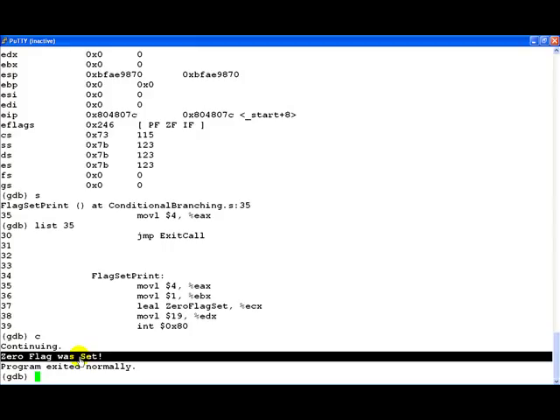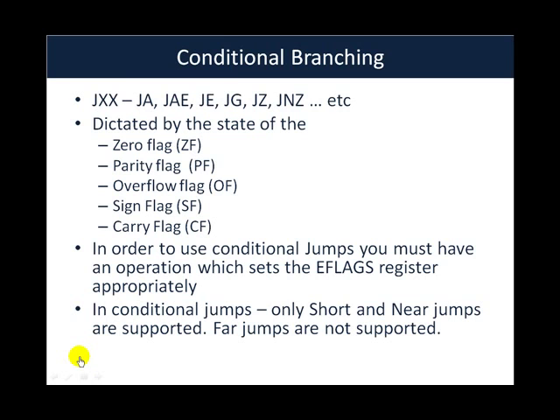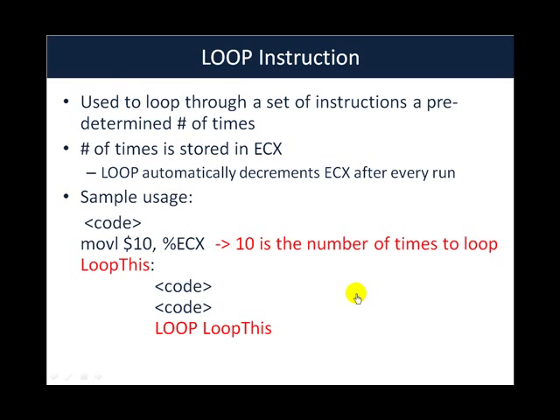I would encourage you to try out the JZ, the JMZ, as well as other jump instructions, and I'll leave it as an exercise to you to look at exactly how you can write programs using these instructions. Let's now go back to the presentation and to the next slide. So the next instruction for conditional branching is the loop instruction.